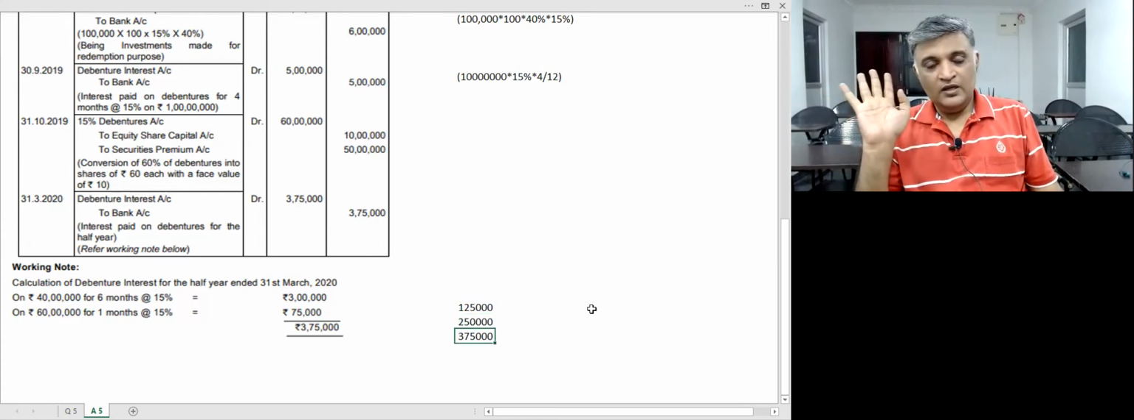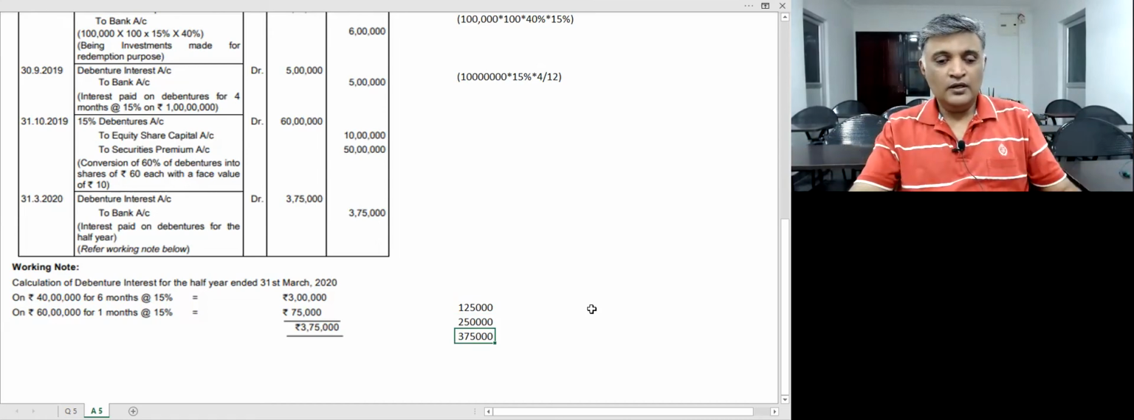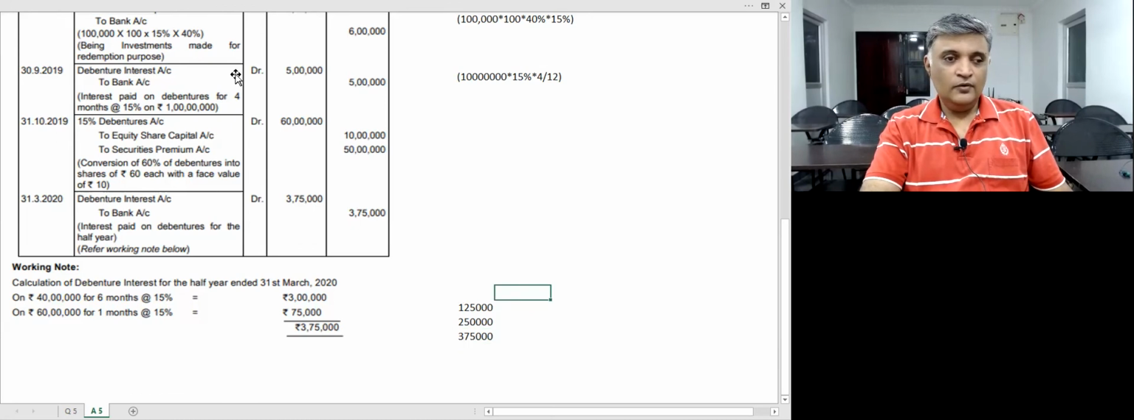Answer is the same. Whichever way you are comfortable, we can do that. It's just a question of how you segregate and how you categorize. It's just mathematics. Both methods are correct. But the final interest value is 3,75,000. So the entry is debenture interest account debit to bank. Okay. Hope this problem is clear. You can copy this.